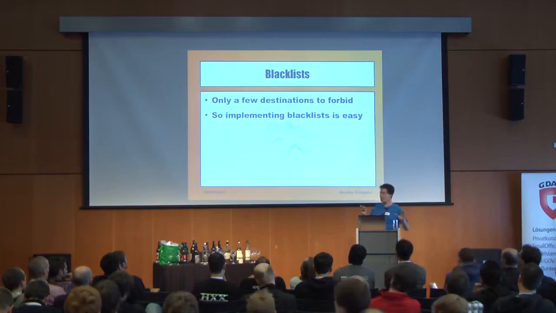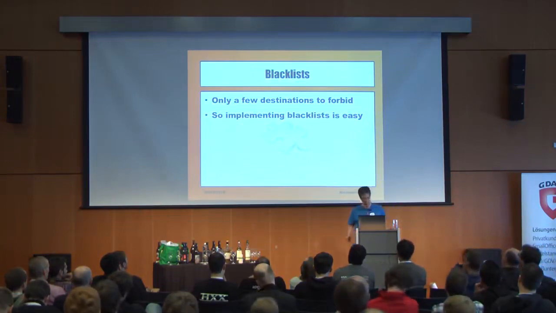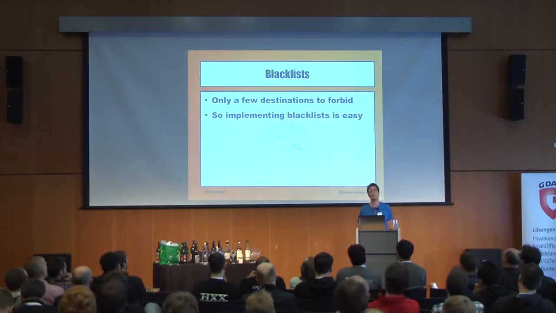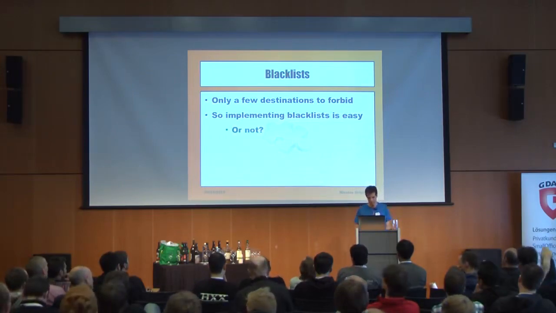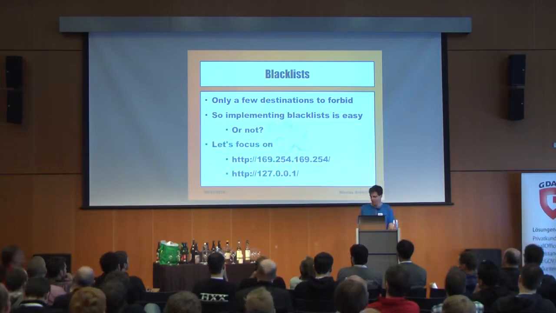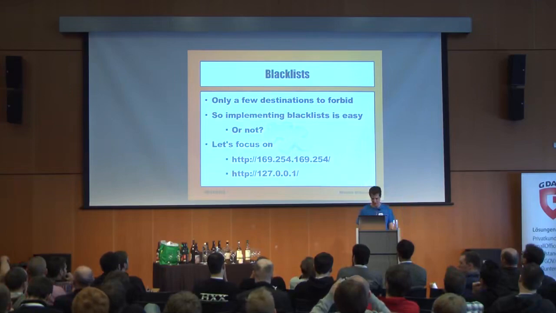So we only have a few destinations to forbid, so implementing a blacklist should be easy. For example, maybe we want only to restrict loopback and multicast, so there are 2 IP addresses we want to block. So is it easy? No. And we will take these 2 targets as an example.